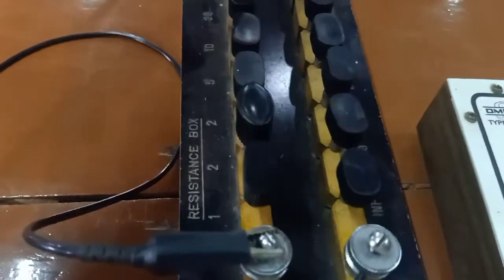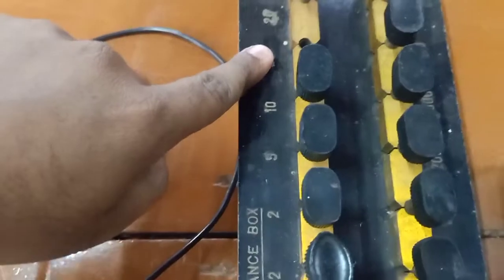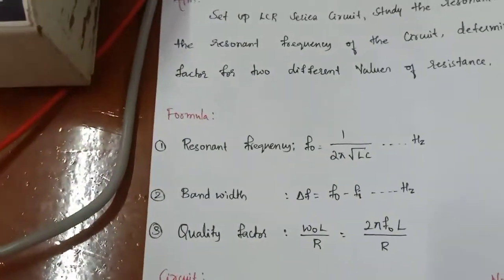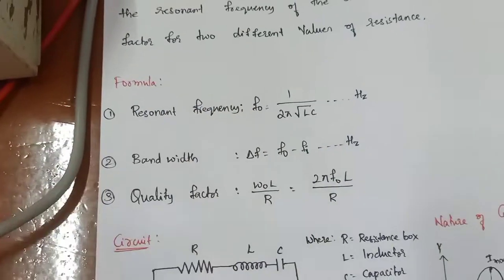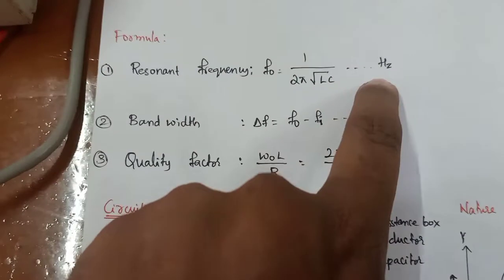Let me explain. At first, we have to take 20 ohm of resistance. So now I have picked 20 ohm. You can see it, observe carefully. And these are the formulas for resonant frequency. F naught is equal to 1 divided by 2 pi into root of LC. It will be in the order of hertz only.